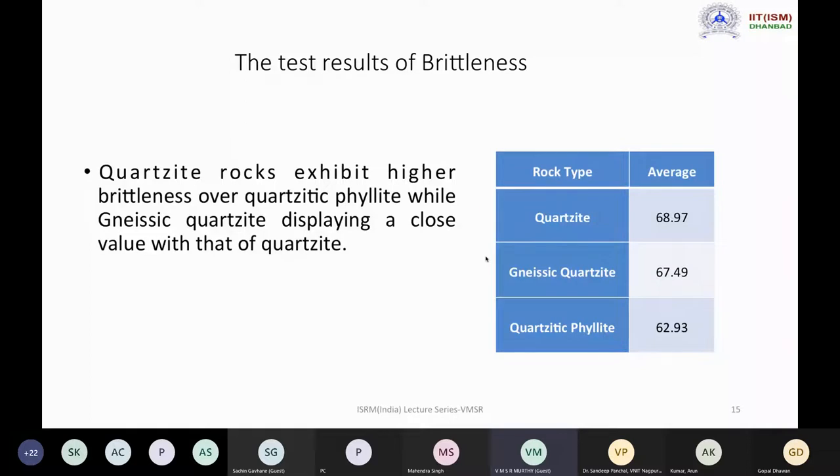In a pure quartzite, you find more brittleness. And Nisic quartzite is closer to quartzite, so that's how it has the quartzite property. And quartzitic phyllite, depending on the percentage of quartzite, also has more or less the same brittleness, but it is about 6 to 7, 10% less than the parent quartzite. So this is just to give you an idea of how brittleness can really vary in actual practice.